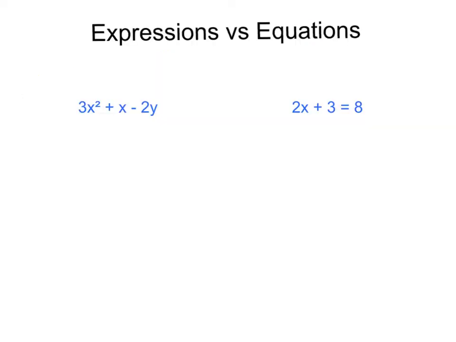To begin, I want to talk about the difference between an expression versus an equation. Here I have given an example of both. The expression 3x squared plus x minus 2y has numbers and variables. Same thing with the equation, 2x plus 3 equals 8, numbers and variables. But the difference is the equation has an equal sign and the expression does not.